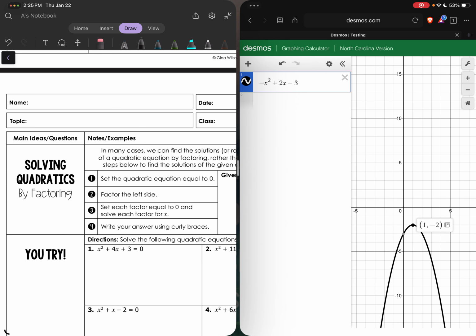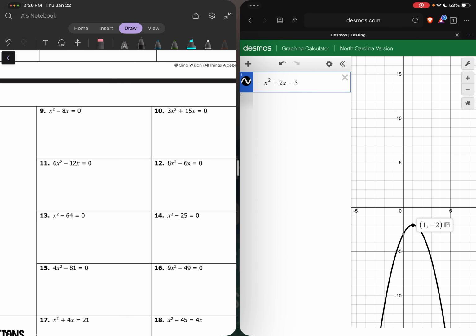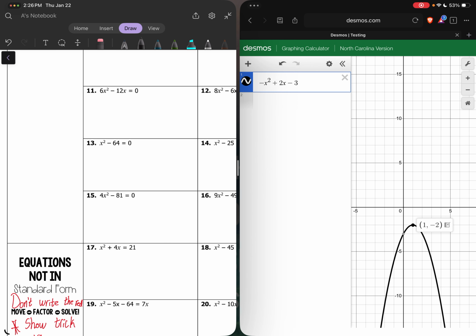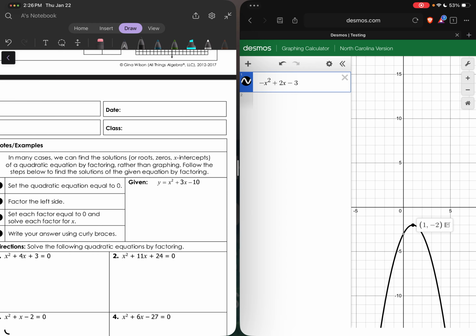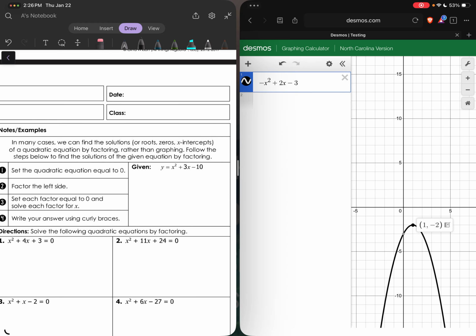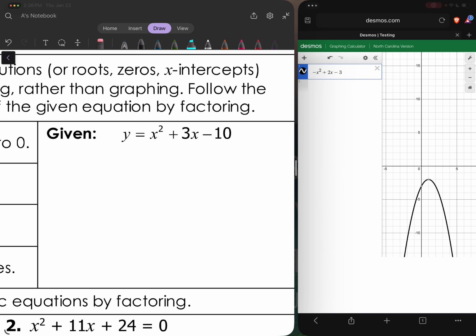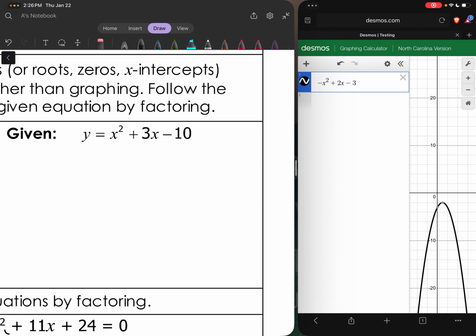This is solving quadratics by factoring. Now, I have already showed you this. I'm going to let you do most of these by yourself. And then once we get down into equations not in standard form, so number 17, I'm going to show you a trick. Because ultimately, you can use Desmos for everything in this class. So let's look at example number 1.